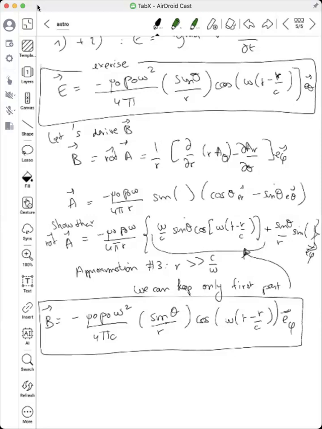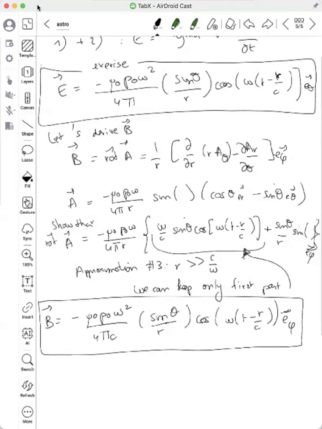First ingredient was the very concept of retarded potential, the fact that I need some time for the information to propagate between the area where the dipole is and the area where I'm standing. And we made three approximations. And in the last hour and a half, we worked pretty hard to derive these two expressions for E and B. We started by deriving the potential V, then the vector potential, then we used the definition of these potentials. We derived these two expressions for E and B. This is what we wanted.